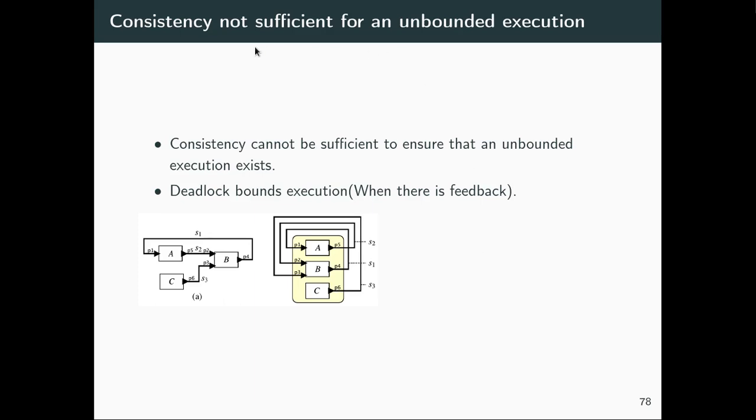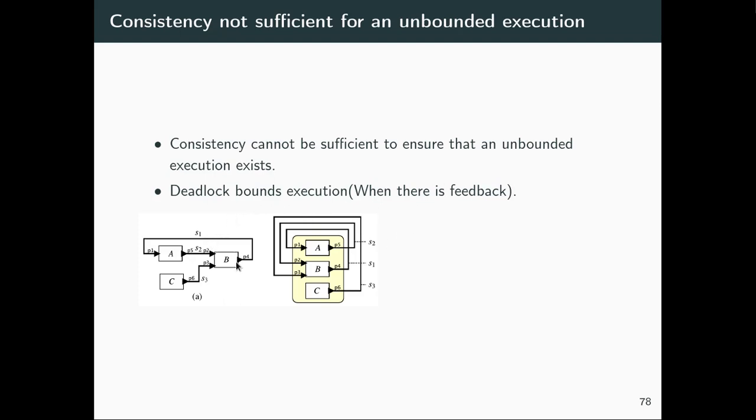Now, let's talk about consistency. The point that I want to drive home here is that consistency is not sufficient for an unbounded execution. There can be deadlocks. This is the second problem that we are going to deal with, and then we will move into dynamic data flow. So talking about deadlocks: what exactly is a deadlock? A deadlock bounds execution when actors are stuck. The actors are stuck because they don't have sufficient tokens on the input port so that they can fire. Remember that an actor needs sufficient tokens on the input port so that it can fire and produce a fixed number of tokens on the output port.